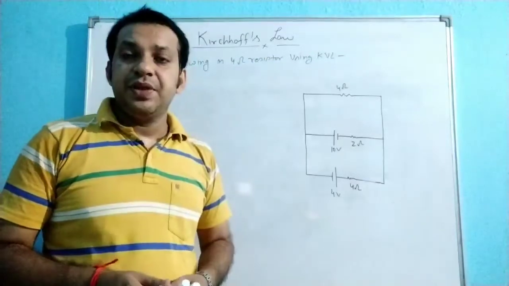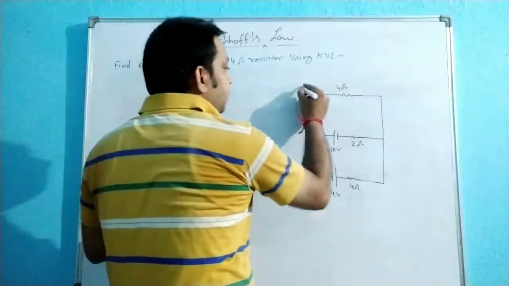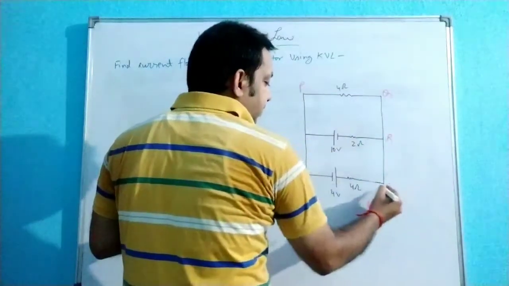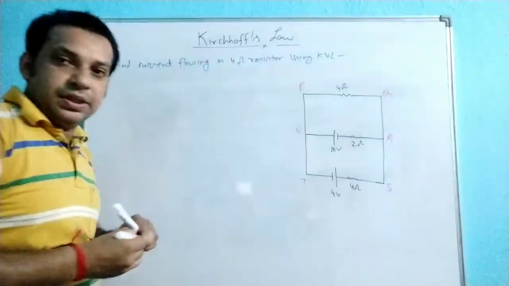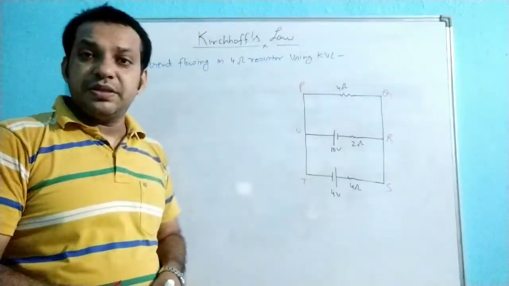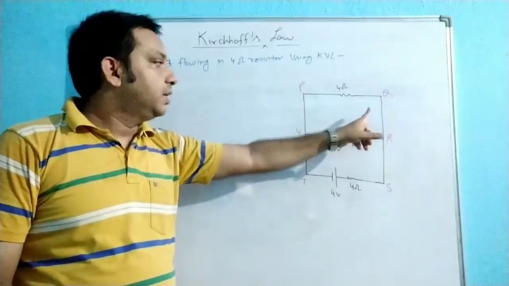Our first step is to give the nomenclature of the mesh. So I am giving the nomenclature. This is P, Q, R, S, T, U. Right? This is our first step, give the nomenclature of the mesh. So here there are two meshes, mesh 1 and mesh 2. What is the name of mesh 1?